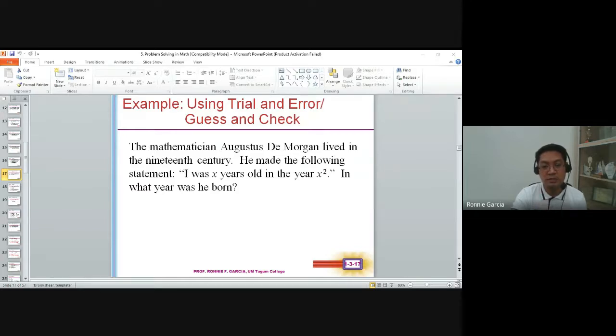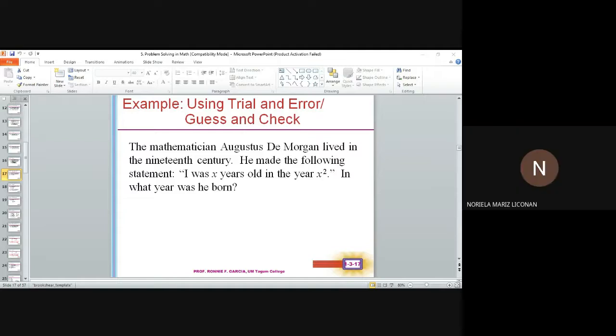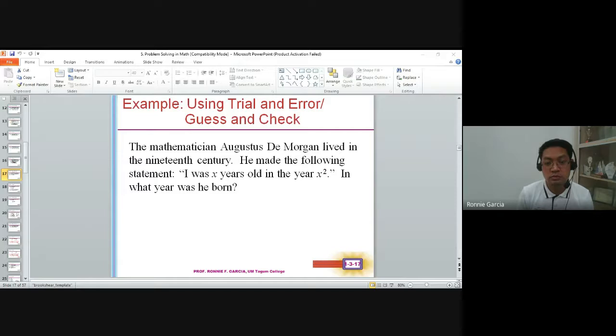There's a clue given, right? He lived in the 19th century. So he was born in that particular century, and when we talk about the 19th century, what years are involved in the 19th century? 1900, sir? No.